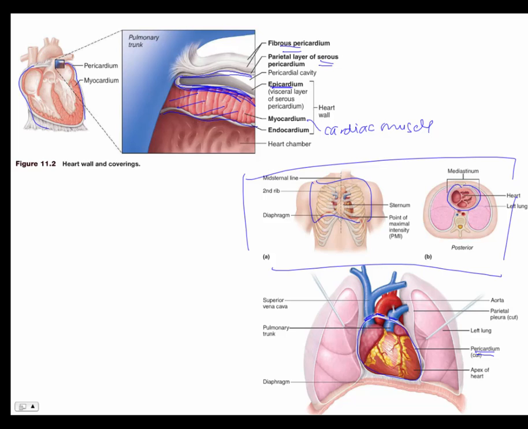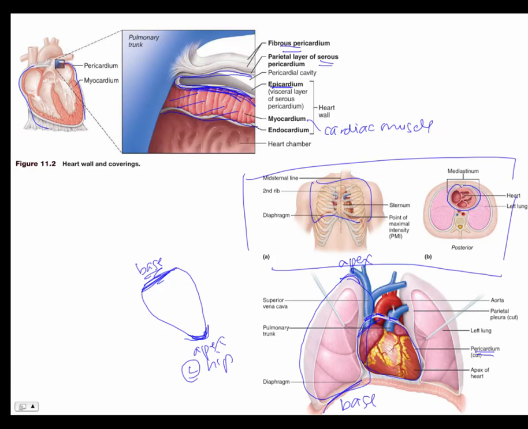Another thing I want you to see here, if you notice the shape of the heart, we have this broad region here and this pointed area here. This is called the base, and this is called the apex. If you look at the lungs, same structure. Of course this is broader, so this is going to be the base, and up here is going to be the apex. The apex of the heart is going to point towards your left hip. The base is going to point towards your right shoulder.